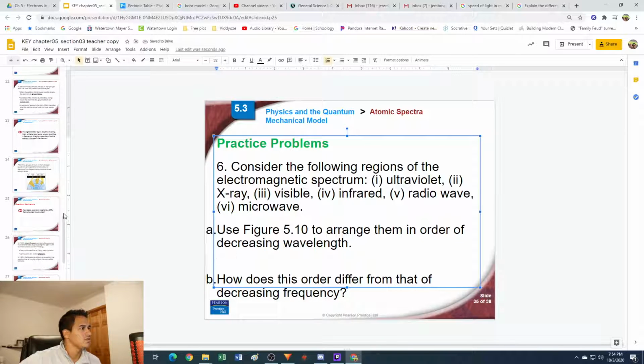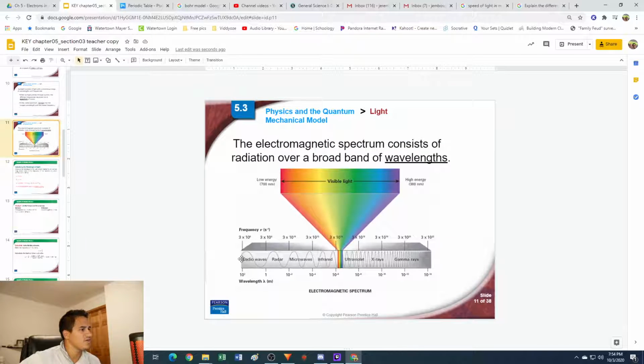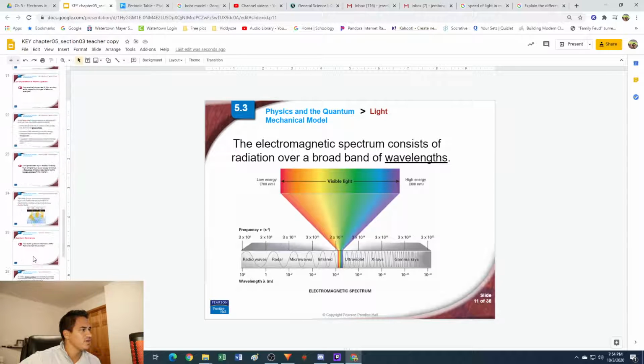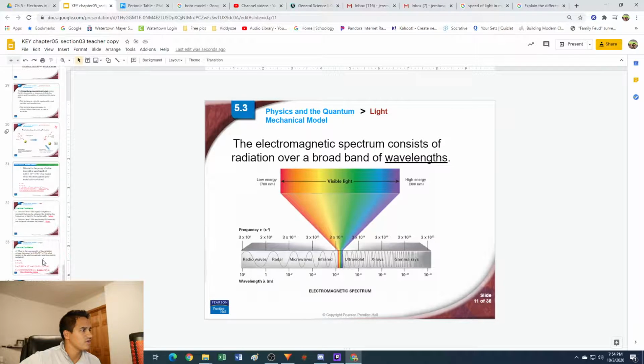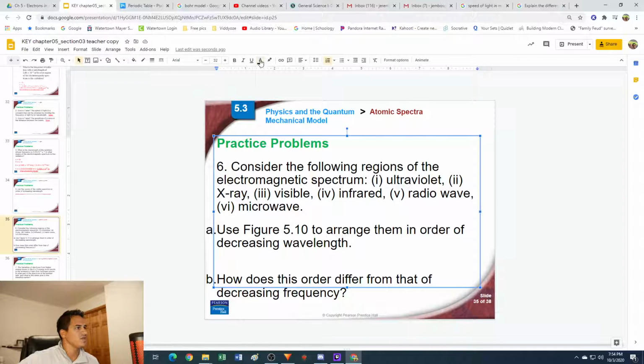And let's see here. So largest wavelength is, I think, on the left. So that's going to be radio waves, then microwaves, then infrared, then visible, then ultraviolet, then X-ray. All right, so let's go again, look at our answers. And the decreasing wavelength will be, and let's change our font size again.